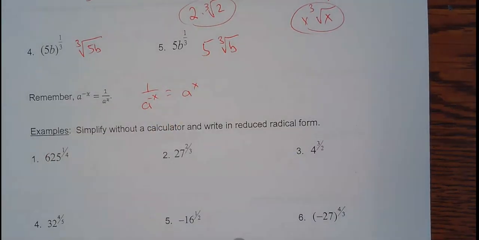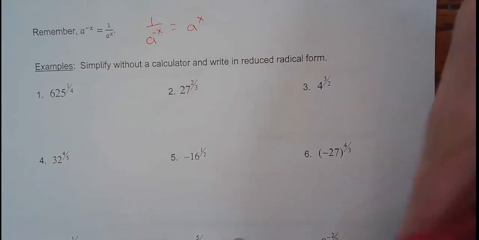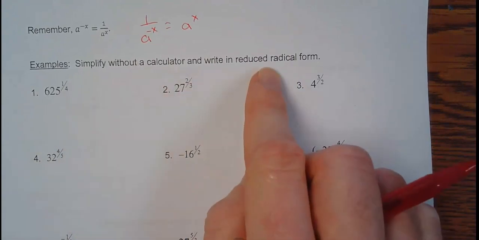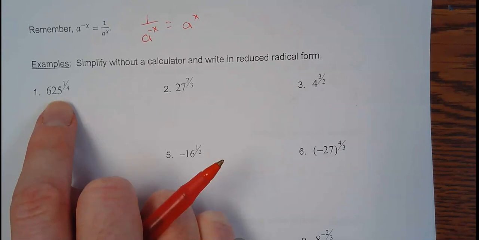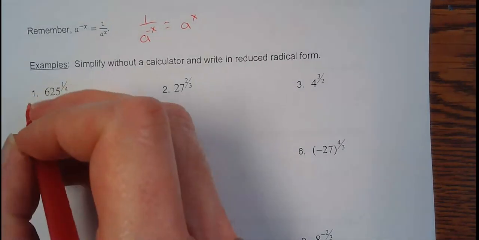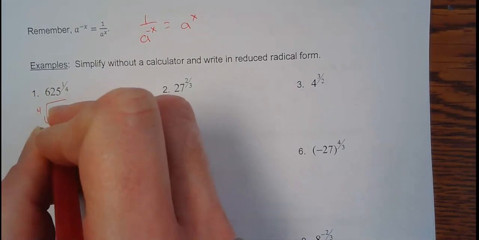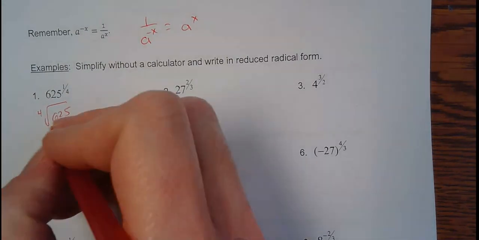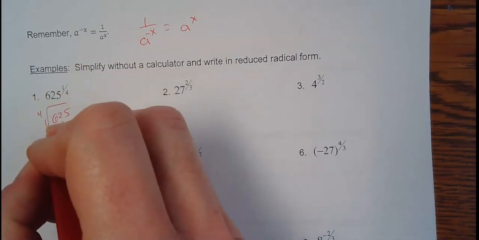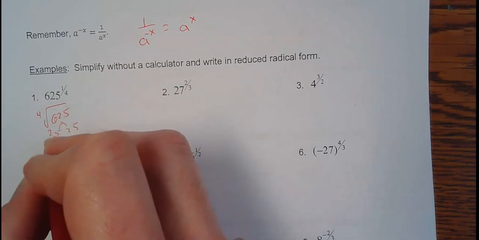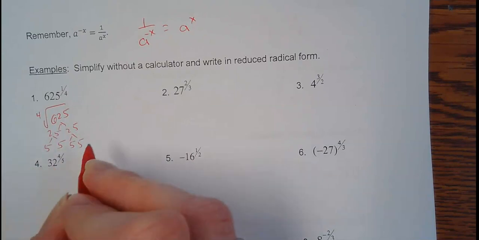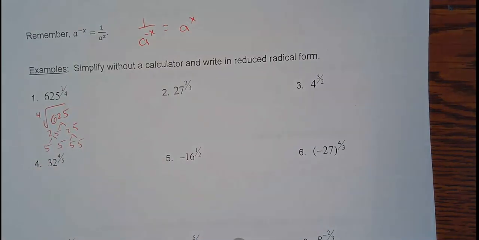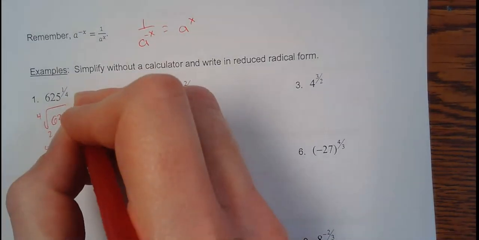So both of these are true. If it moves from top to bottom, the sign on the exponent changes. So simplify without using a calculator and then write in reduced radical form. Okay, so this guy here, if I'm taking the 1/4 power, that's a 4th root of 625, and now simplify. So 625 is the same thing as 25 times 25, that's 5, 5, 5, 5. There actually is 4 of them right there, so it turns out 625 has a 4th root and it's 5. So this equals 5.